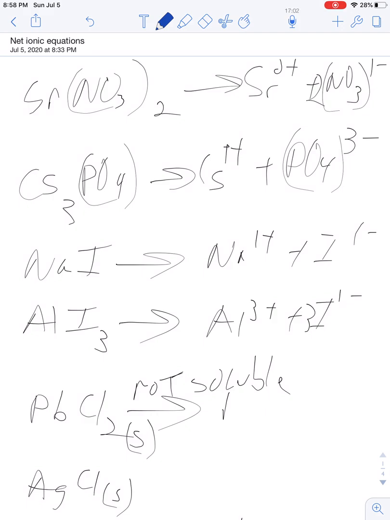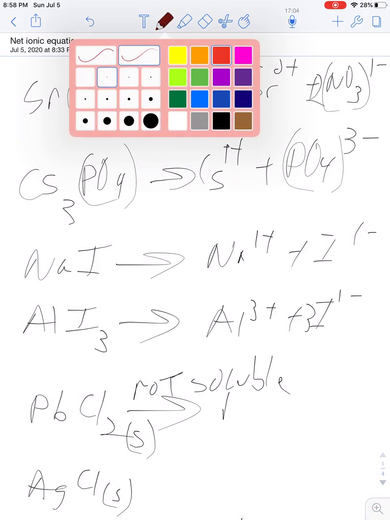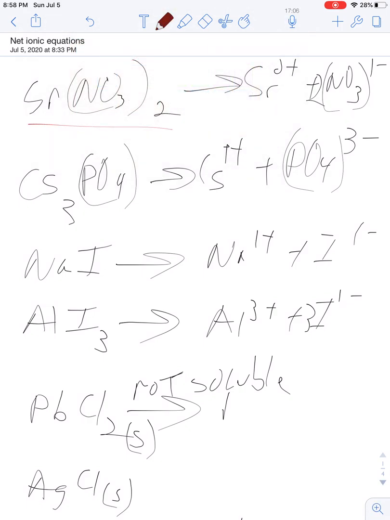All nitrates are soluble. So if you're given something like strontium nitrate, it will dissolve in water. So we put AQ there because we're putting it in water. And we will get strontium ions, and we will get nitrate ions because all nitrates dissolve in water. Okay? What about cesium phosphate? If I put cesium phosphate in water, will it dissolve?